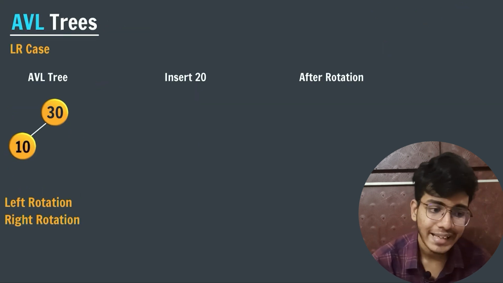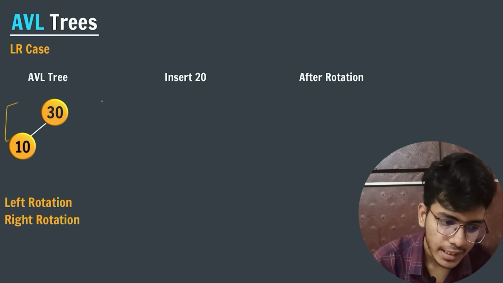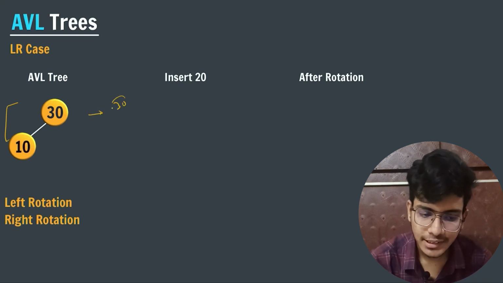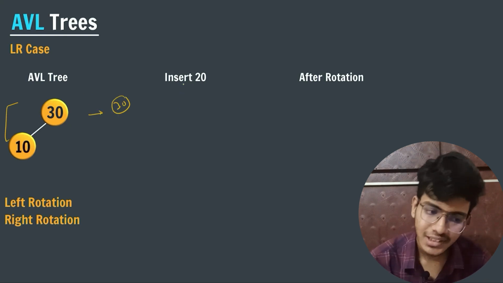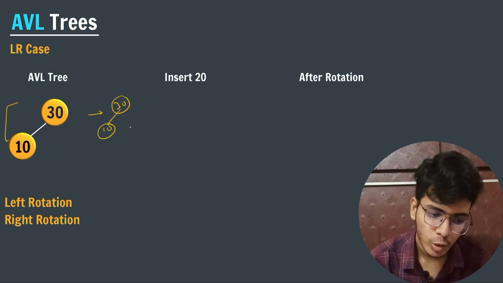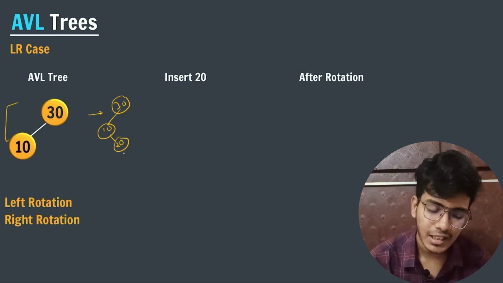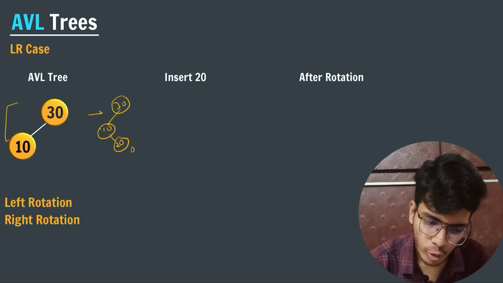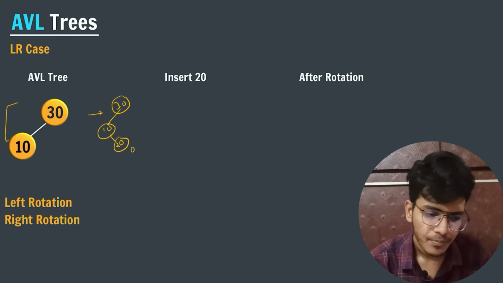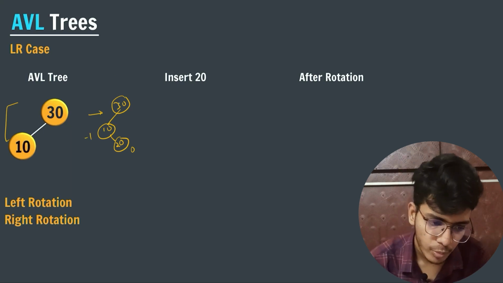Now let us talk about the LR case. Let's say this is my AVL tree and I need to insert 20. This is my 30, and 20 is less than 30, so it will come on the left side. I have 10, and 20 is greater than 10, so it will come on its right side. Now let us check the balancing factor. The balancing factor for 20 is 0, and for the 10 node the left side is 0 and the right side is 1, so 0 minus 1 gives me minus 1.